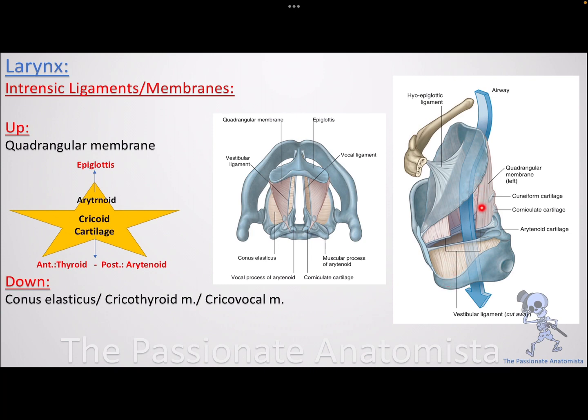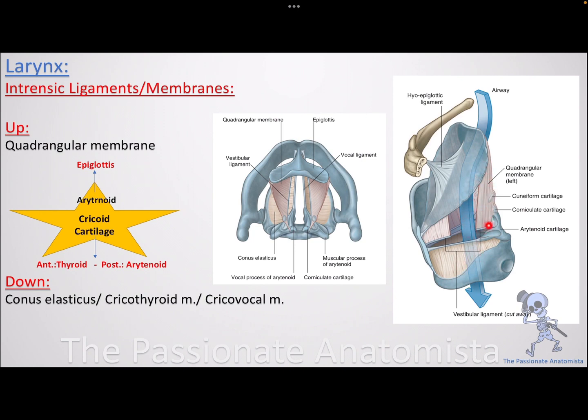So from the top, we have the quadrangular membrane. It connects the arytenoids to the epiglottis, all right, and then it connects laterally the cricoid, anteriorly to the thyroid and posteriorly to the arytenoids, and down you have the conus elasticus. So quadrangular membrane up with the epiglottis, conus elasticus down with the cricoid. All right. Now, why are these two ligaments important?